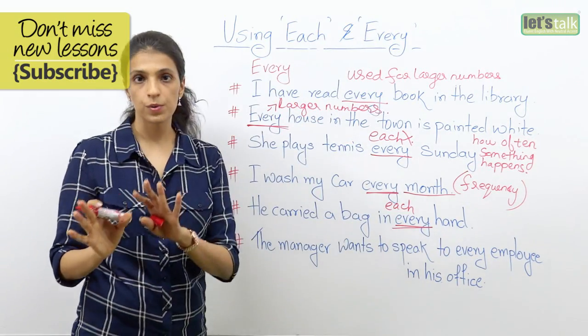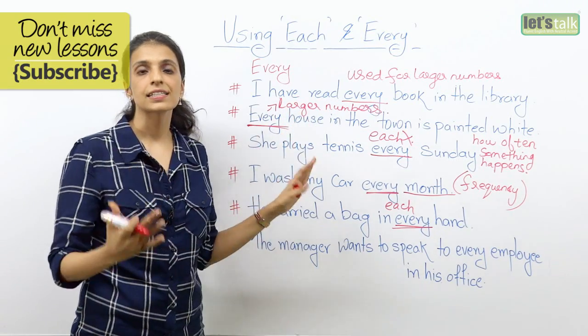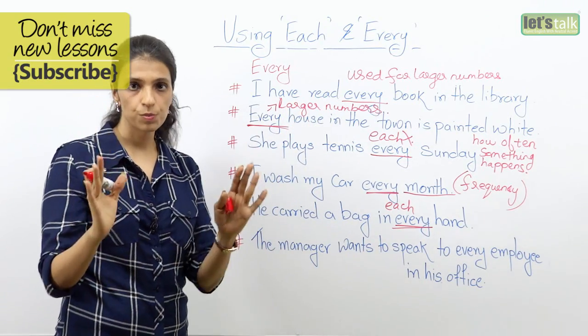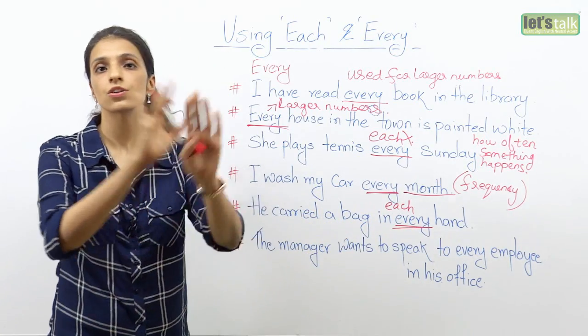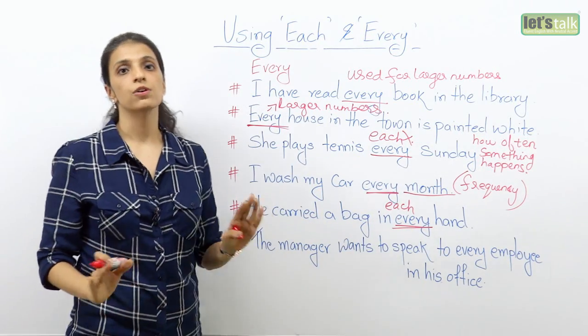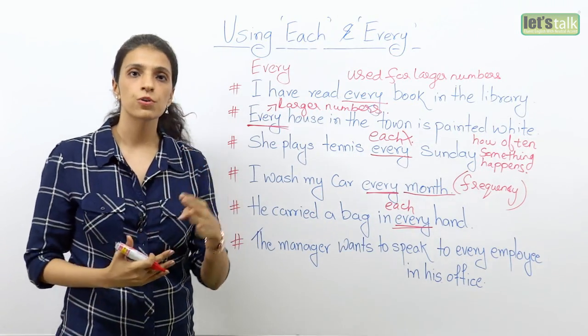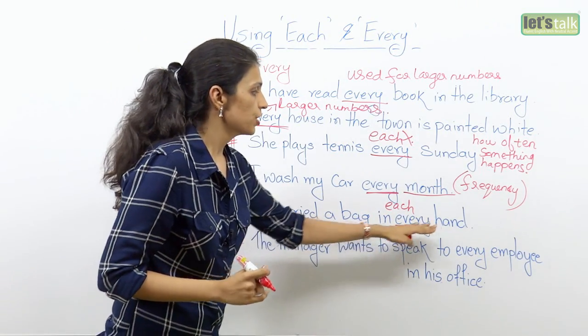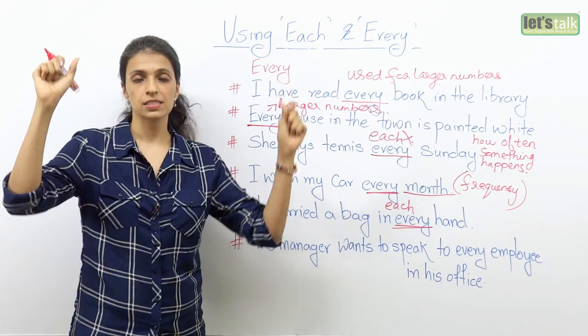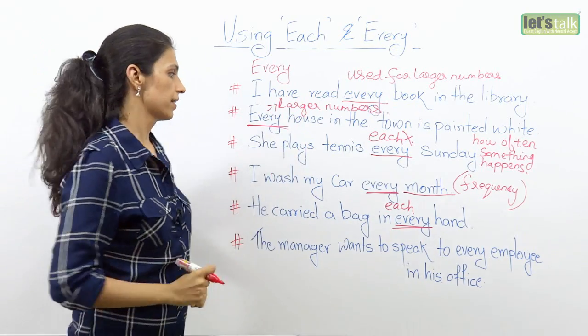because if you remember when we were learning each, I said that when you talk about two things or two people, always use each. So this is how you cannot use every, okay, because every talks about three or more than three. So the correct one would be he carried a bag in each hand. Definitely he has two hands, so in each hand he carried a bag.